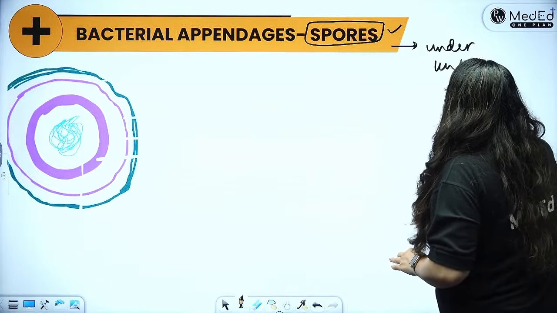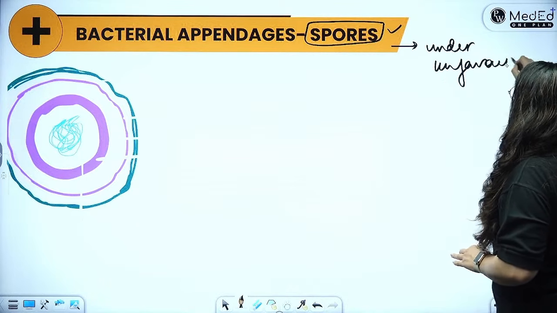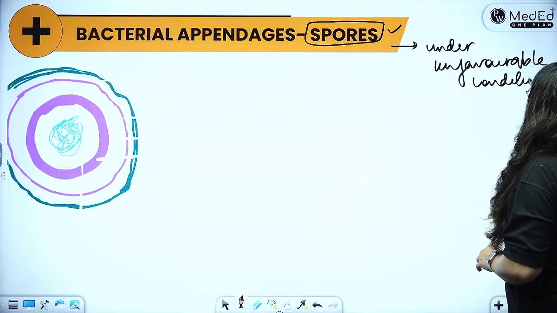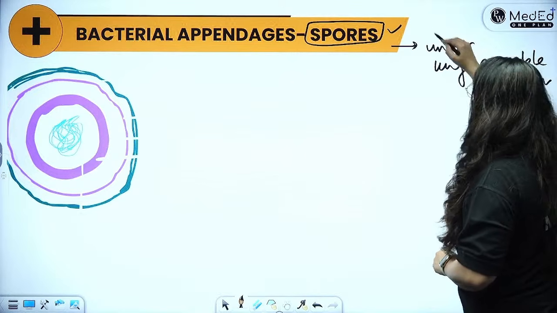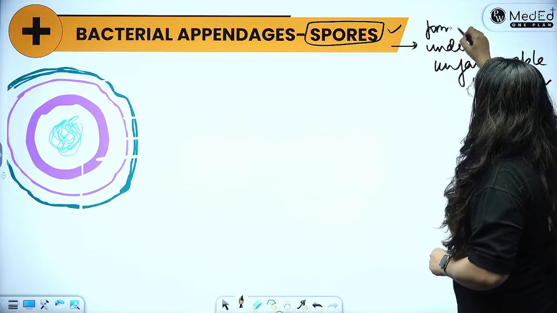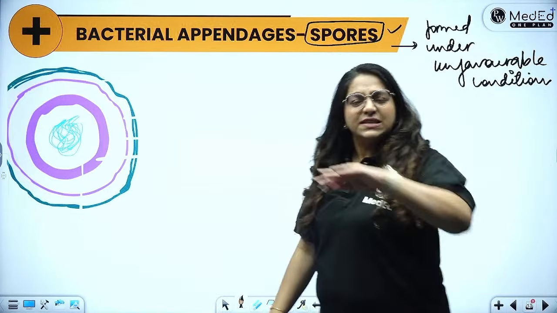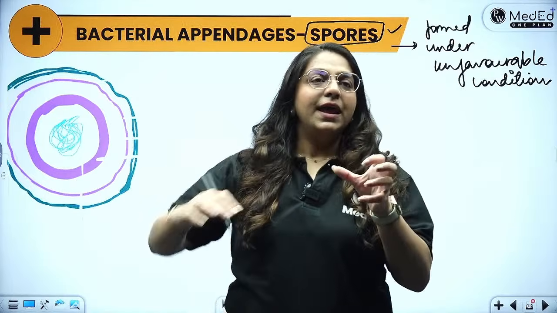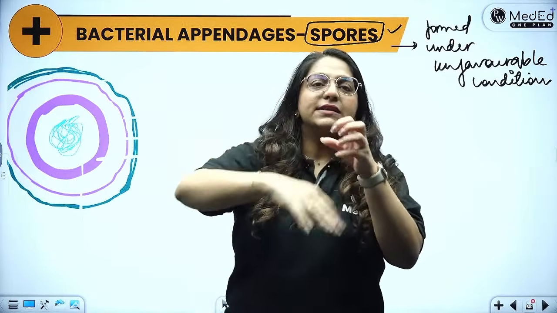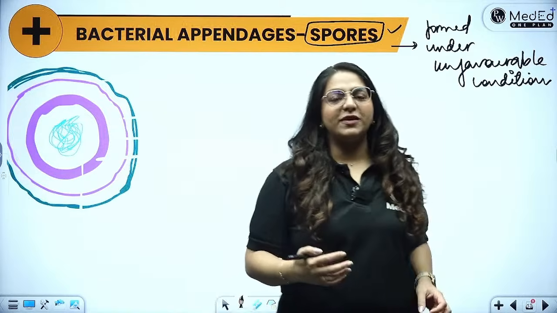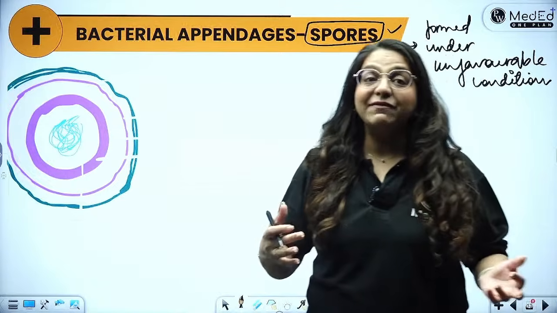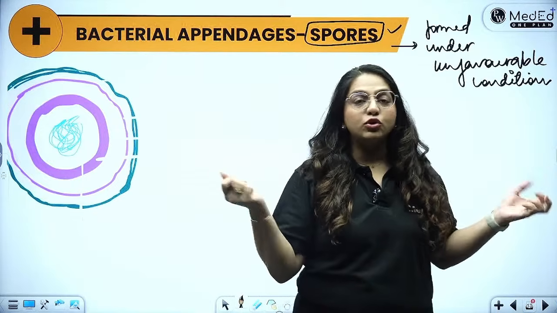Yes, under unfavorable conditions the spore is formed, and when the favorable conditions come back, the spore is removed by the bacteria. So it is a multi-layer structure. A single bacterium puts on multiple layers on top of its body in order to protect itself from unfavorable conditions. Just like when you go to extreme cold climates, you don't just put on an overcoat.